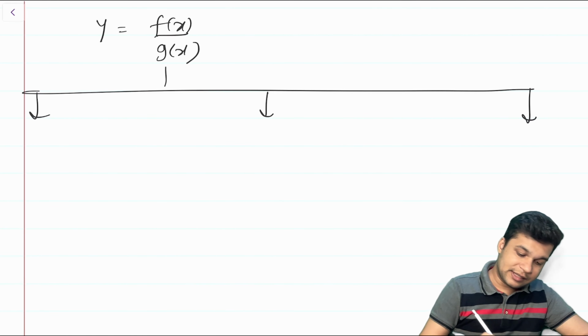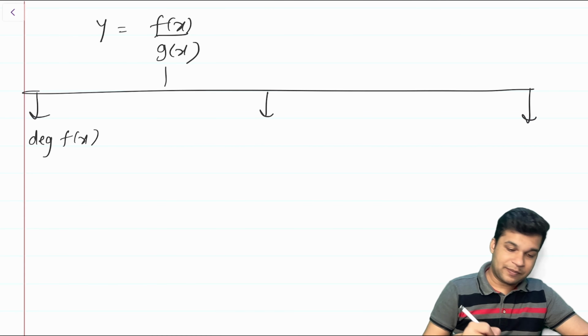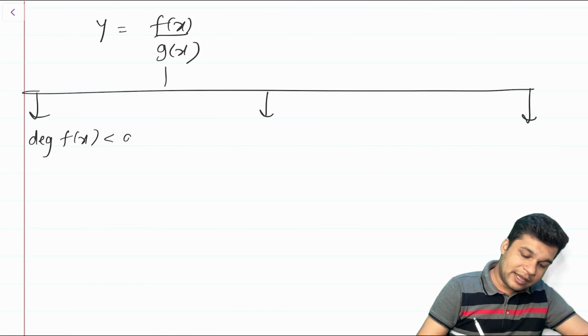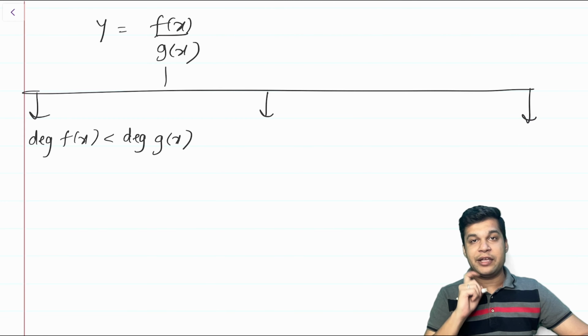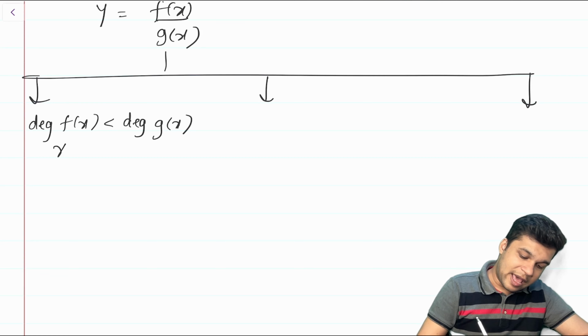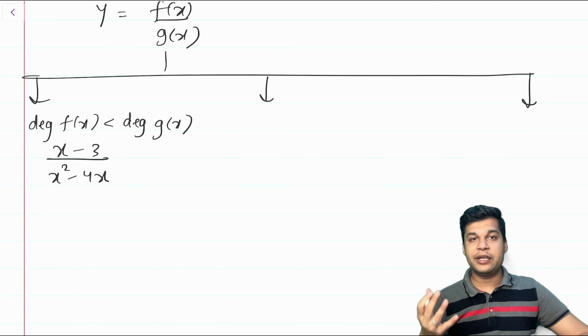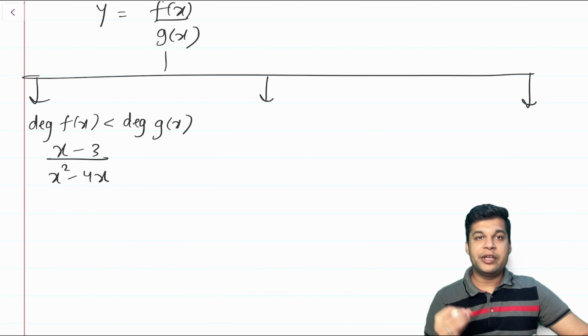The first case is that the degree of f(x) is lesser than the degree of g(x). What is an example? The example is (x minus 3) upon (x square minus 4x). If you see, the degree in the numerator is 1, the degree in the denominator is 2. So the degree of numerator is lesser than the degree of denominator.